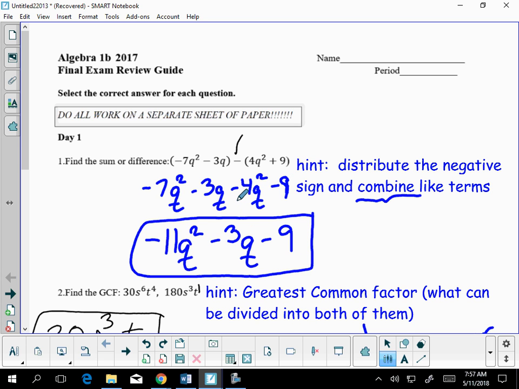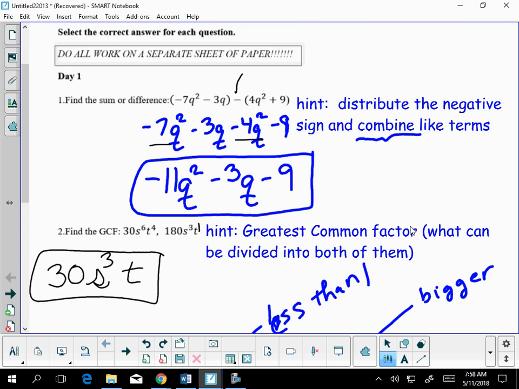Go ahead, combine your like terms. The only like terms we have here are the negative 7 and negative 4. That makes a negative 11q squared. The negative 3q doesn't have anybody to join up with, neither does the negative 9.